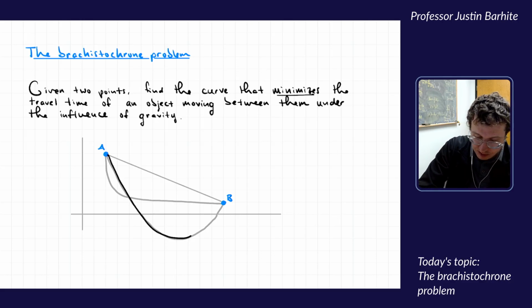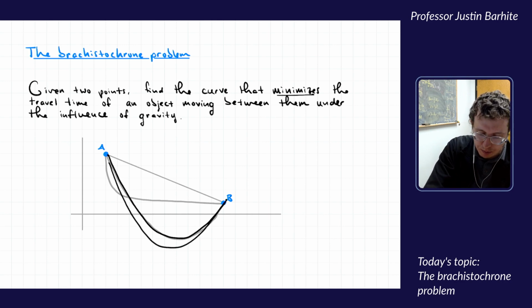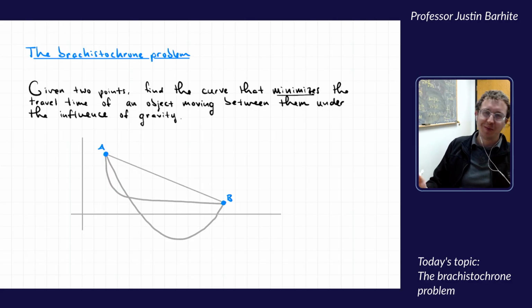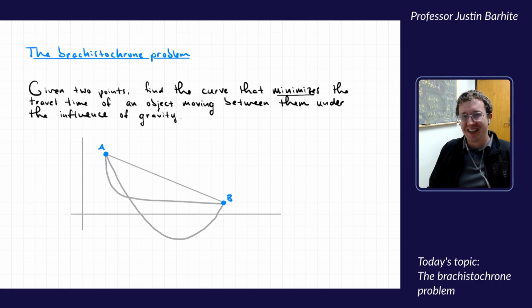Another option is you could even go down below the height of B, so the marble will get going really fast. But of course, the more I pull the path down, the longer it has to travel. So it's going faster, but it has to go farther. So what path is going to balance out these factors and give us the shortest possible time? That is the question.